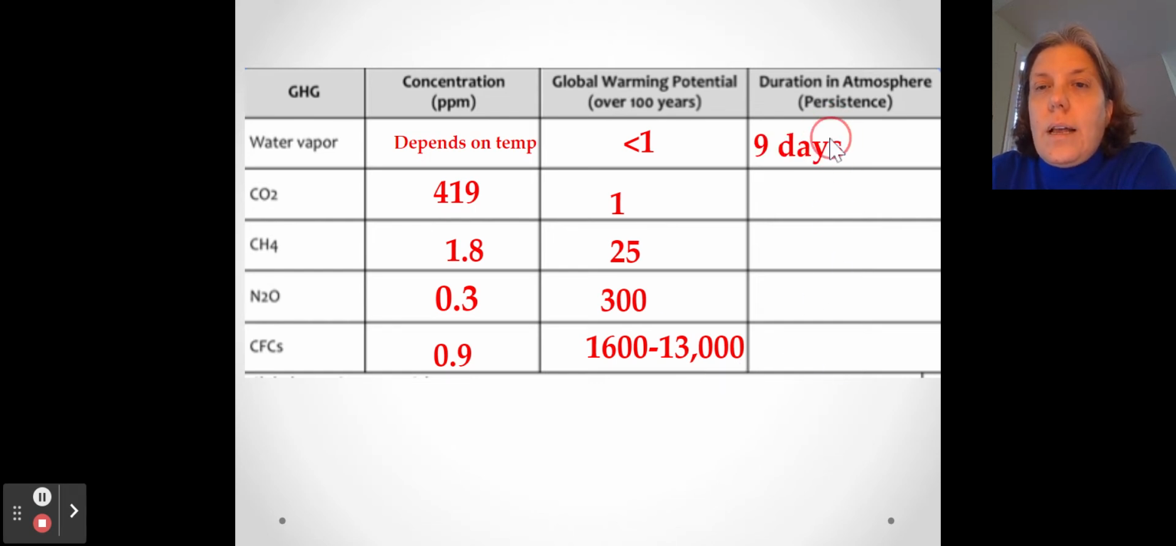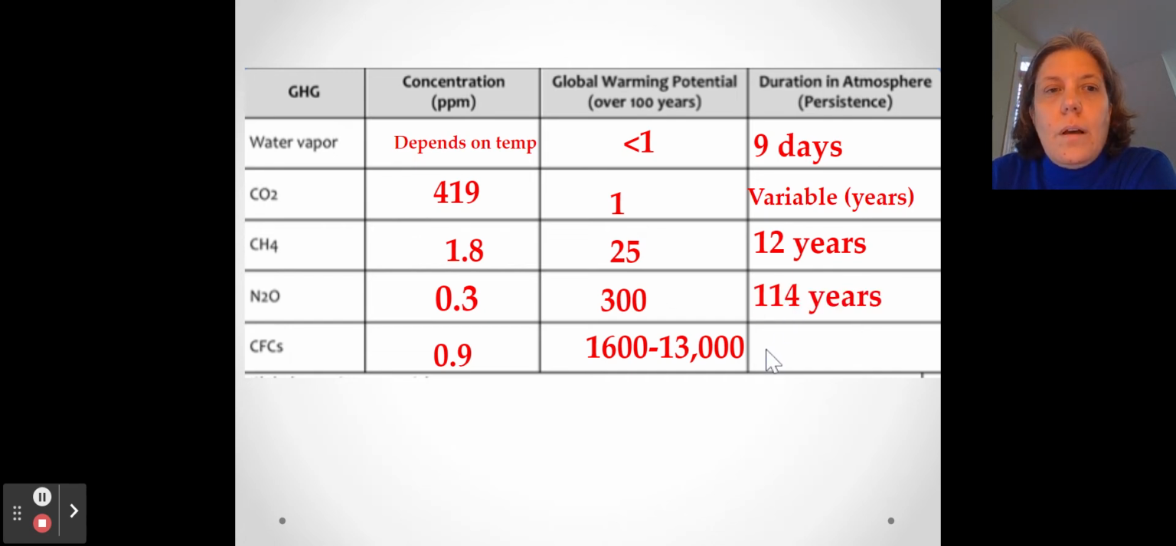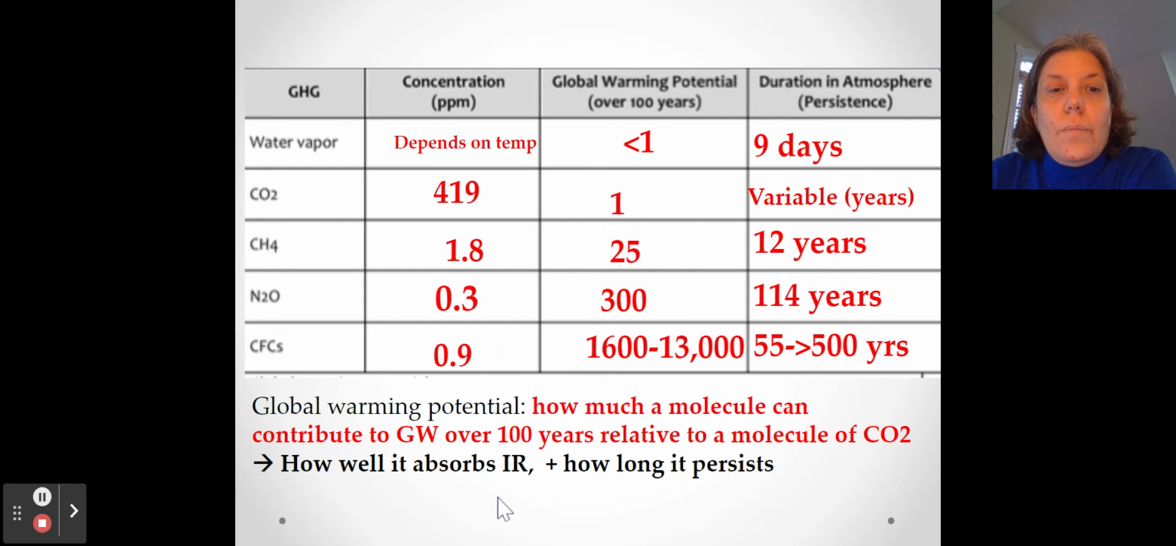And now, how long do these things last in the atmosphere? So water vapor, about 9 days. Variable for CO2, but several years. Methane, about 12 years. Nitrous oxide, 114 years. And CFCs, 55 to 500 years. So the question here is, what is the global warming potential? How much can a molecule contribute to global warming over 100 years relative to a molecule of CO2? And this depends on how well it absorbs infrared radiation and how long it persists.